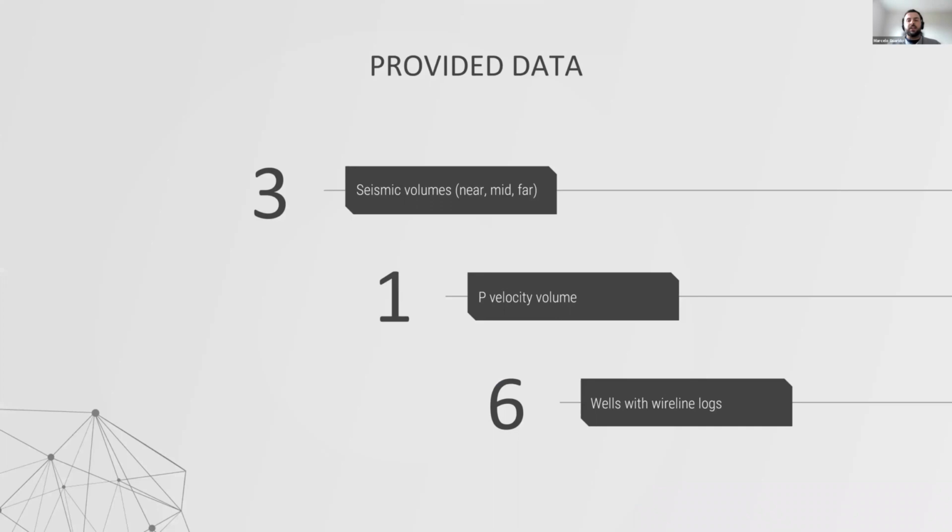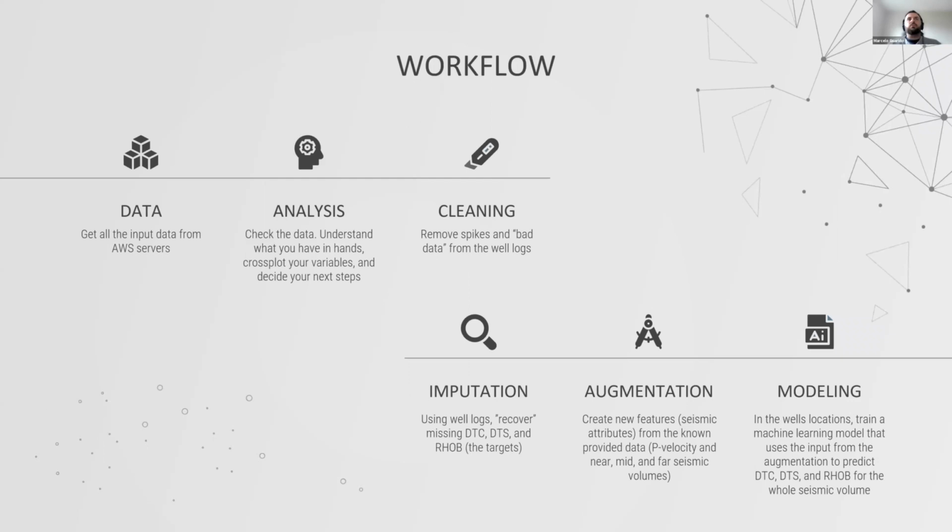Everybody in the competition was provided with seismic volumes, 3 volumes: the near, the mid, and the far offset, as well as the P-velocity volume, which is a picking velocity or velocity analysis cube, as well as some wells and wireline logs in 6 locations. The whole workflow in this competition was to get the data, do some analysis, cross plots, and some cleaning, as well as some data imputation to recover missing data and the targets, which was presented in Learning Lab 15 by Lupin.